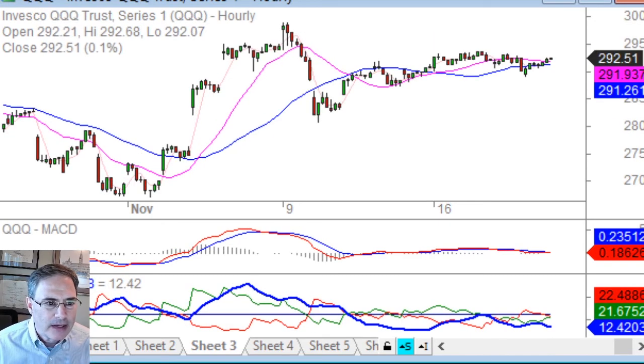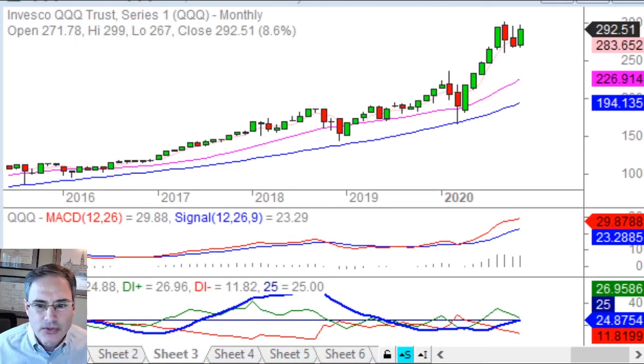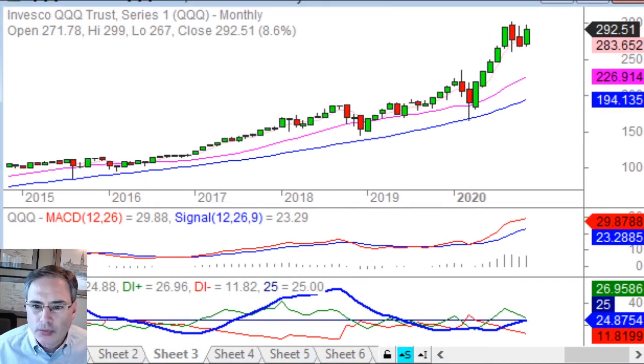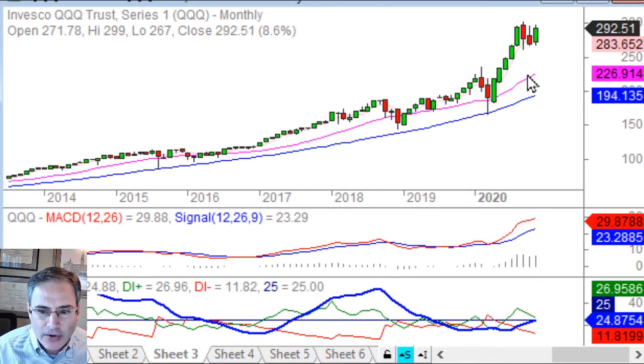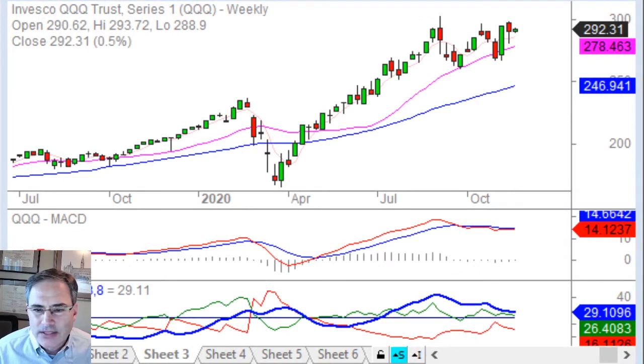Let's go ahead and take a quick peek at the Qs. Really not much new to report in this. It's the same pattern that we've been talking about, extended away from the 18 on the monthly chart. The weekly chart is still in this range. And again, based on the fact that the monthly is a little bit more extended, it would be healthier if this spent more time consolidating and working sideways. But right now we're respecting the 18 week. And until that changes, you have to have an upward bias in this index.